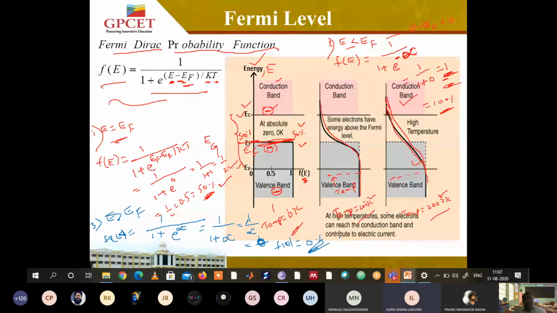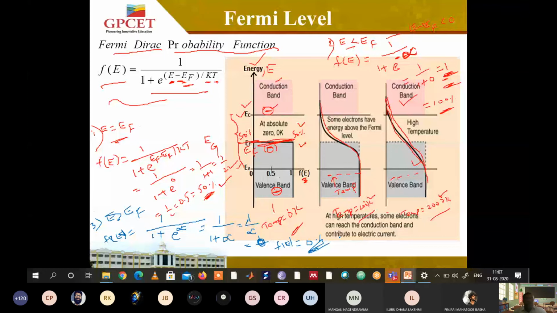First case is E is equal to F. That means applied energy is equal to Fermi energy level. Then you get 50% of electrons are filled. Second case, if E is less than F, applied energy is less than Fermi energy level, then what is the probability of occupying an energy state? It is equal to 100%, 1. F of E is equal to 1. Probability of occupying a state by an electron is equal to 100%, 1.